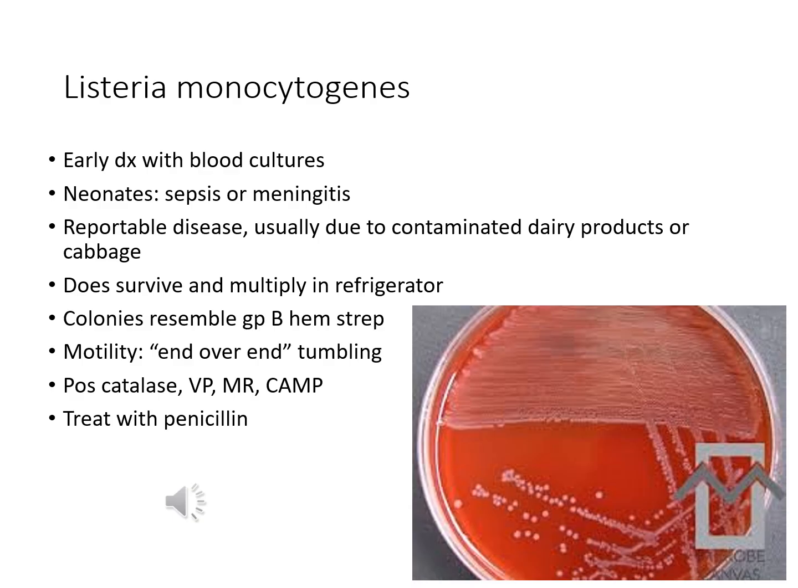Colonies do resemble a group B hemolytic strep. However, Listeria monocytogenes is motile. It has end-over-end tumbling motility, so if you do a wet mount with the organism, you'll see it tumbling around. It is catalase, VP, methyl red, and CAMP positive.